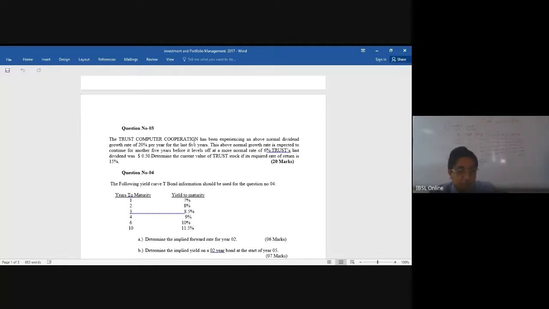Now we are referring to the sum given on the Trust Computer Corporation. Their above normal dividend growth rate is 20%, and this will continue for another 5 years, after which the normal rate of dividend growth would be 6%. So we can look at it this way.